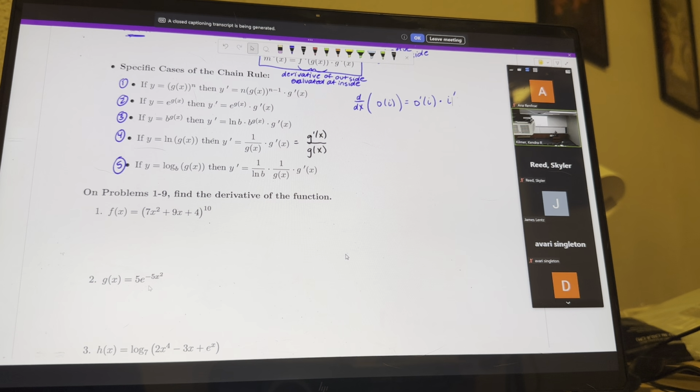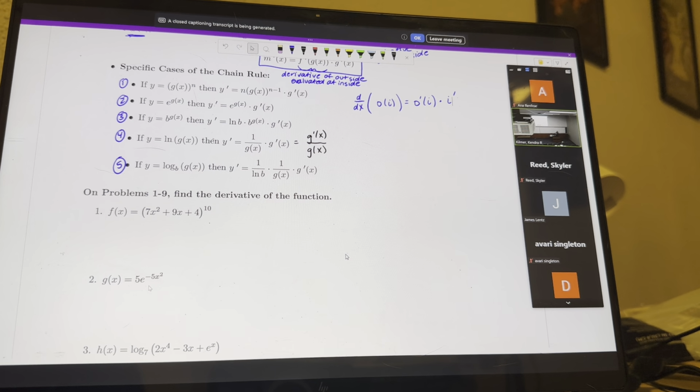I have this function raised to a power. So I have this function 7x squared plus 9x plus 4 raised to the 10th power. So we should hopefully very quickly be able to see, okay, last week we talked about finding the derivative of x to the 10th. Now, instead of finding the derivative of x to the 10th, we're taking the derivative of a function of x raised to the 10th power.